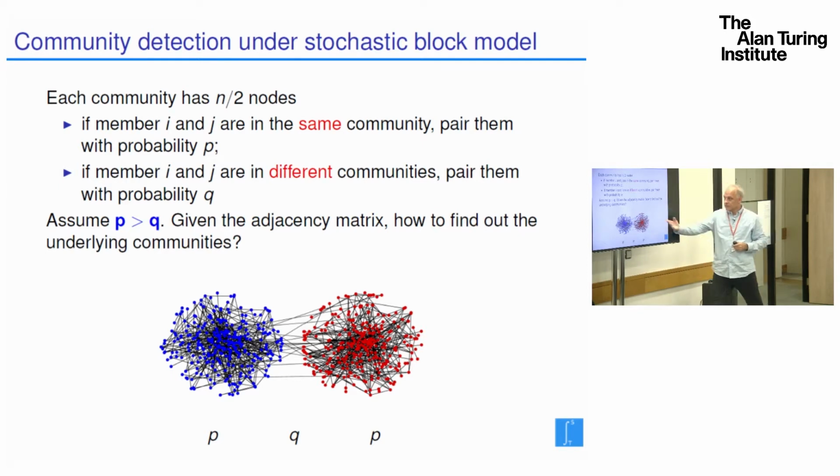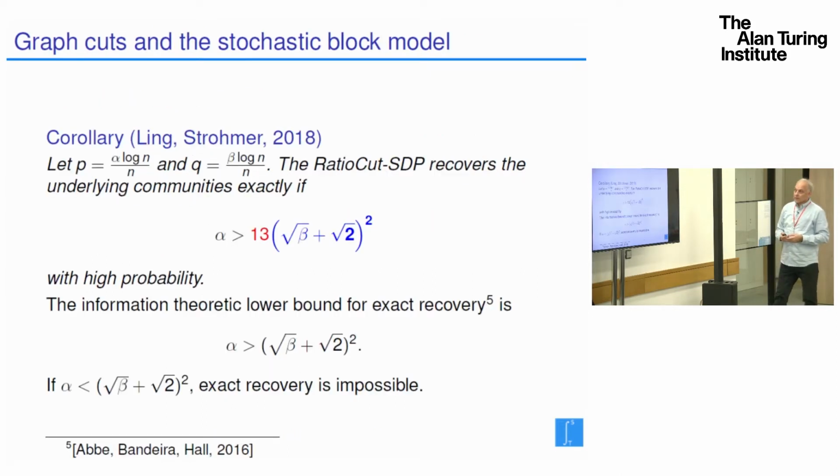And of course, I have to assume that P is larger than Q, and then I give you the adjacency matrix of this graph. Can you find the underlying communities? And of course, this is a well-studied problem. Our theorem, we can apply it in this case as well. And the result says, yes, we can recover the two communities as long as this condition is satisfied. You see the alpha comes from here, the beta comes from here. These terms always show up in this community detection problem with the stochastic block model.